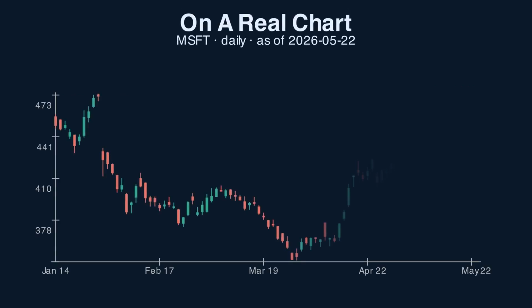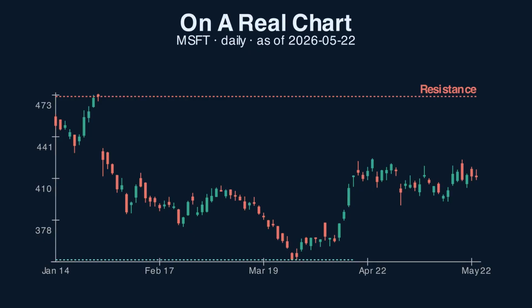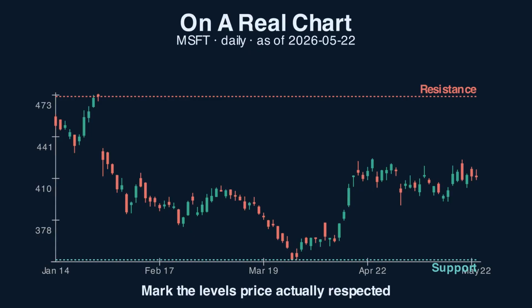Notice the program drew the support and resistance straight from where this stock actually turned over the last several months. Not arbitrary lines, but the prices where real buying and selling happened. Those are the levels you build trades around.